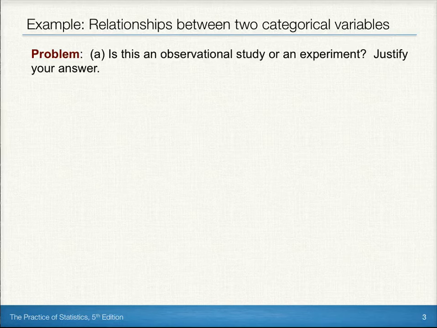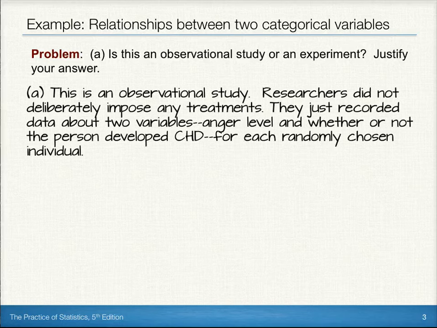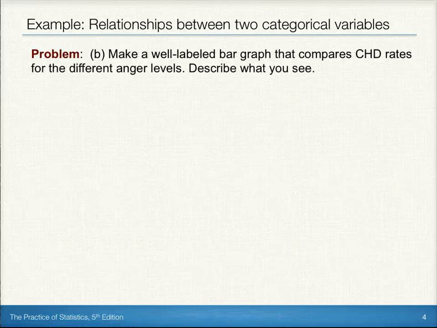Now, first of all, is this an observational study or an experiment? Make sure you justify your answer. Well, this is an observational study. Researchers did not deliberately impose any treatments. They just recorded data about two variables, the anger level and whether or not the person developed CHD, for each randomly chosen individual.